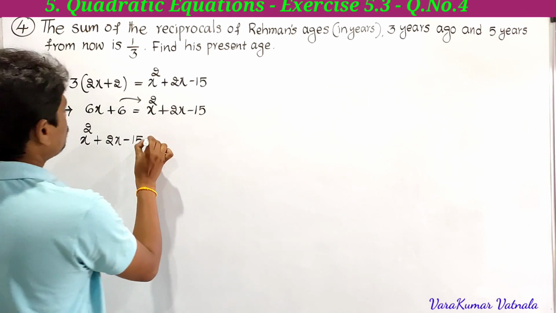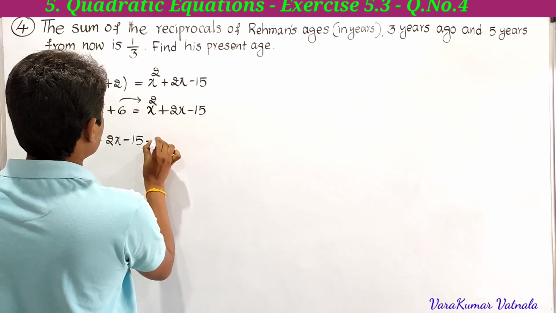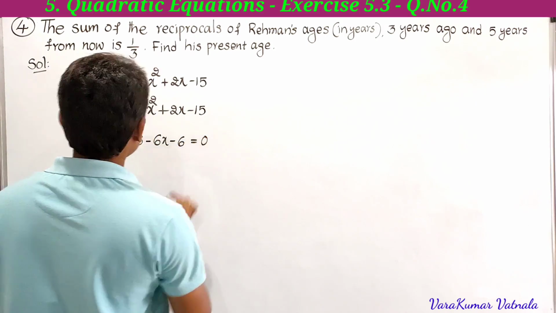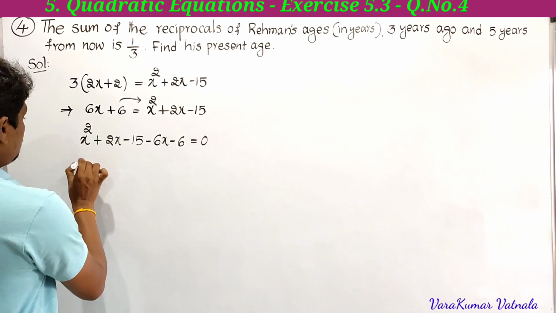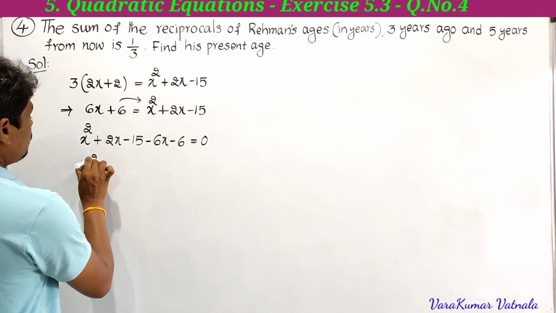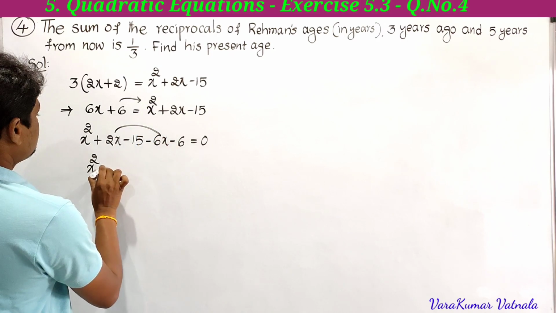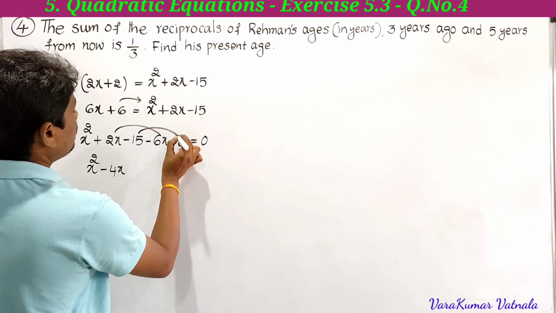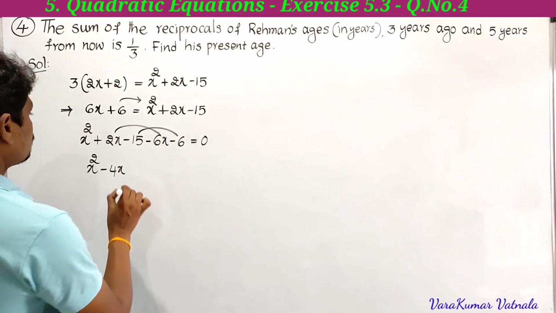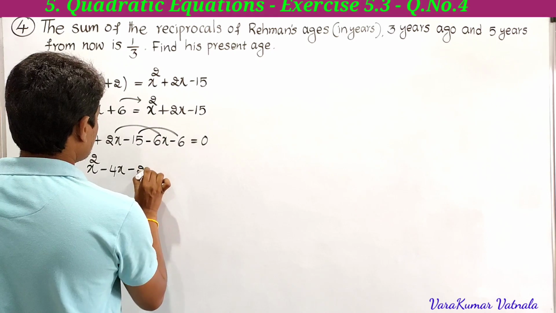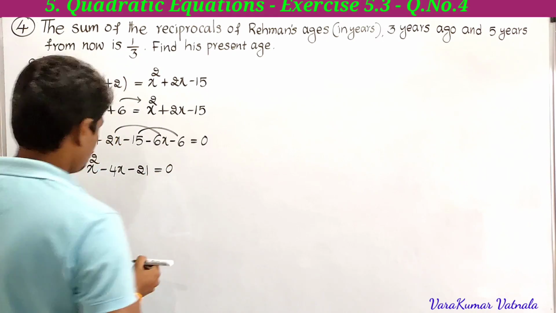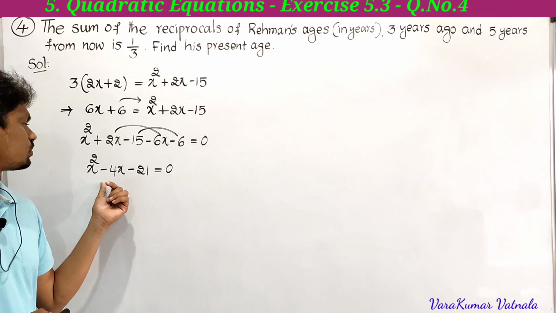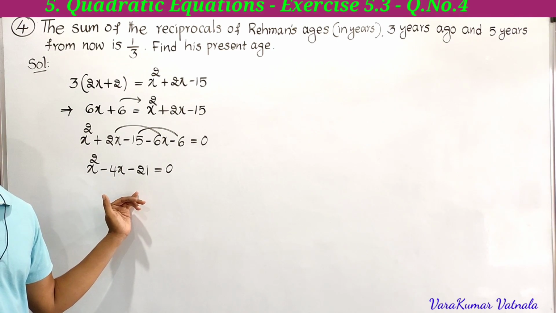So if you take these two to the right side, it becomes minus 6x and minus 6 is equal to 0. So here write x square as usual, but this plus 2x minus 6x becomes minus 4x. So minus 15 and minus 6, here it becomes minus 21 is equal to 0. So now it is a quadratic equation. Now we have to solve to find the value of x.